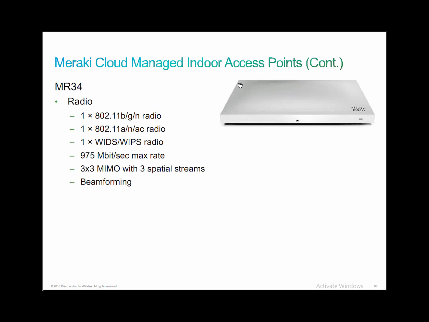The MR34 has integrated omnidirectional antennas. I'm not sure what the power level is. 20 megahertz, 40 megahertz, 80 megahertz channels for 802.11 AC anyway. 18 watts max. That's going to be your 802.3 AT standard, or 13.87 watts max if you're running the 802.3 AF power standard. Up to 975 megabits a second of throughput, and AN and AC functionality and BGN functionality.